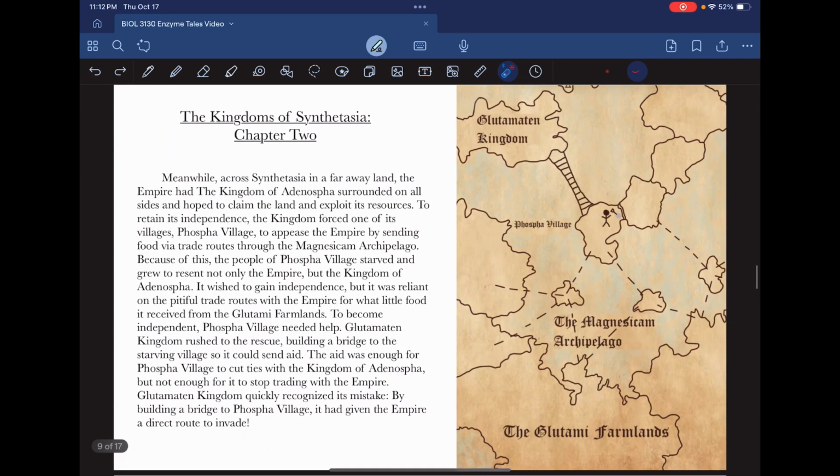The kingdoms of Synthetasia, Chapter 2. Meanwhile, across Synthetasia in a faraway land, the empire had the kingdom of Adenospha surrounded on all sides and hoped to claim the land and exploit it for its resources. To retain its independence, the kingdom forced one of its villages, Phosphor Village, to appease the empire by sending food via trade routes through the Magnesium archipelago.